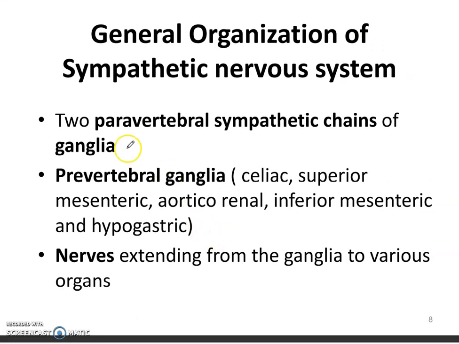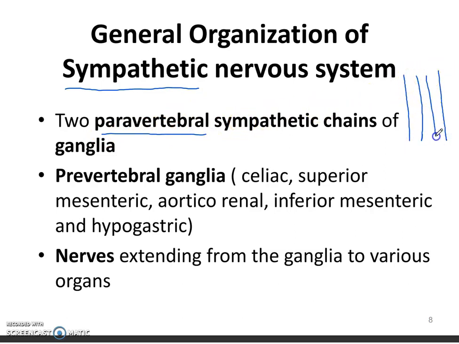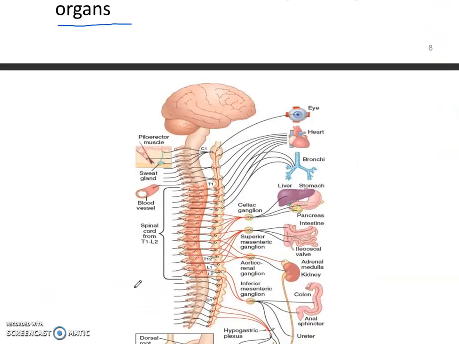Then there is the general organization of the sympathetic nervous system. There are two paravertebral chains, meaning along the vertebra. This is the vertebral column, and these are the chains. And then there are the prevertebral ganglia, namely celiac, superior mesenteric, aorticorenal, inferior mesenteric, and hypogastric. Basically, these exist in the GIT. And then there are the nerves extending from the ganglia to the various organs.